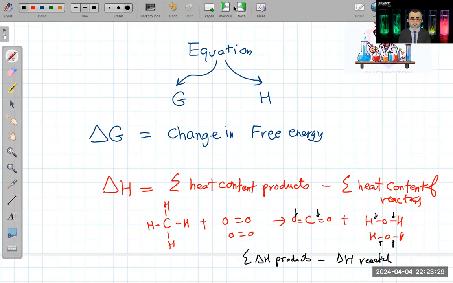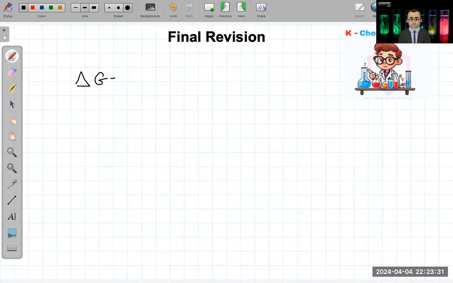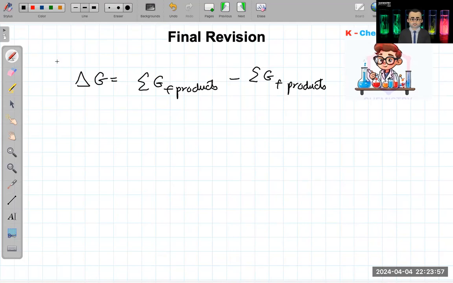In delta G, we'll do exactly the same. So we'll say delta G is equal to what? The free energy of the products minus the free energy of the reactants. Not the heat content, G is the free energy. So delta G of formation of the products minus delta G of formation of the reactants.